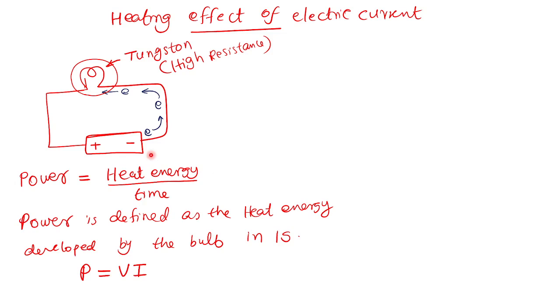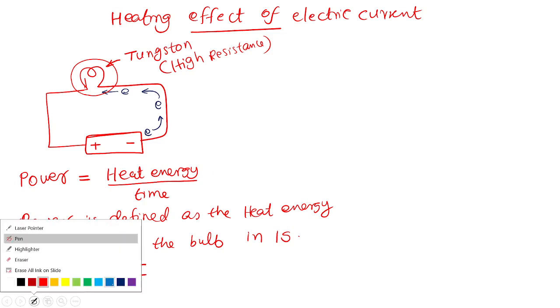The first one is the general formula. Heat energy by time means in 1 second how much heat energy is developed. Power is equal to voltage into current. Let us learn this formula without any proof. Power equal to voltage into current.